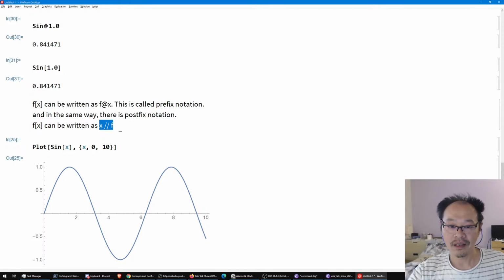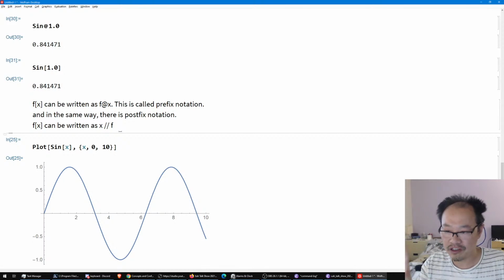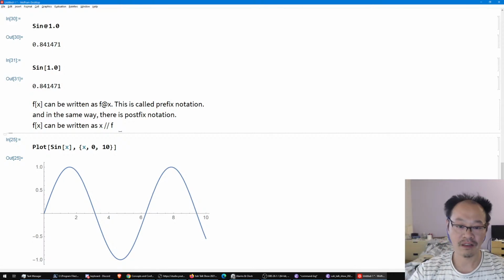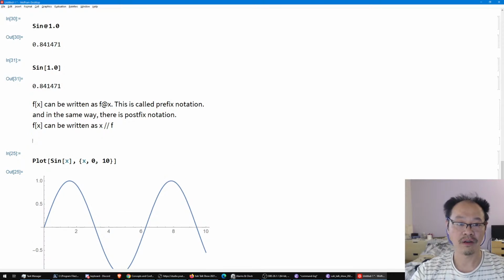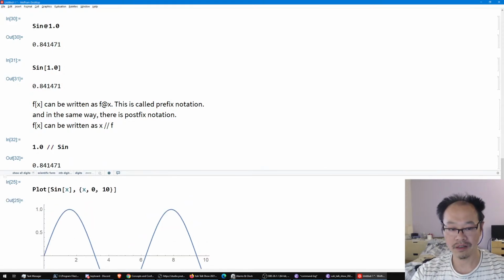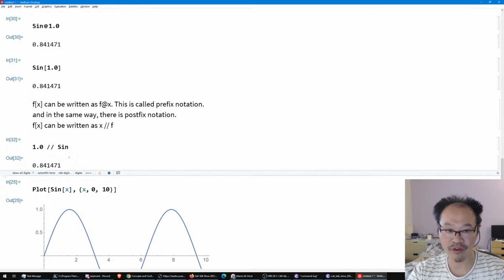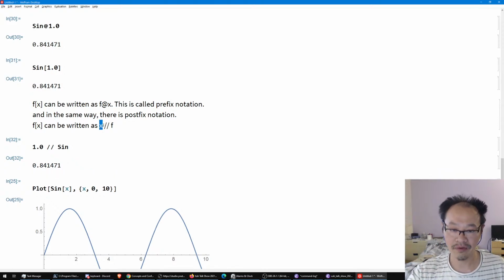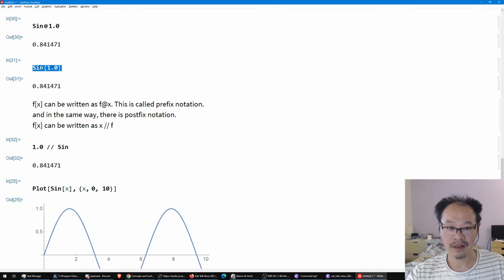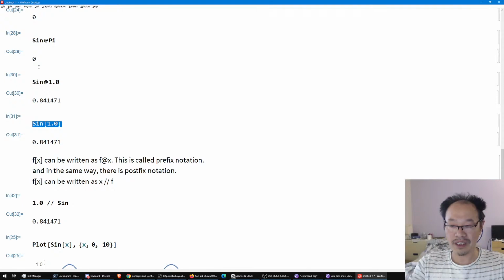Again, this works for any function with one argument. For example, 1.0 // Sin. Enter, equals 0.84, just like before. You can mix any of these notations, prefix, infix, or fully nested, in any way.